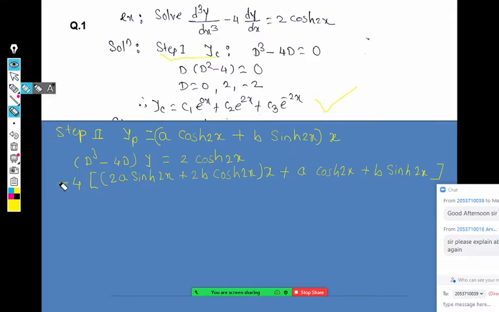So I will erase this entire part. I will not keep anything here now. Sir, the coefficient of x sinh 2x will be 8a. Okay, 8a. So what should be the value of that 8a then?